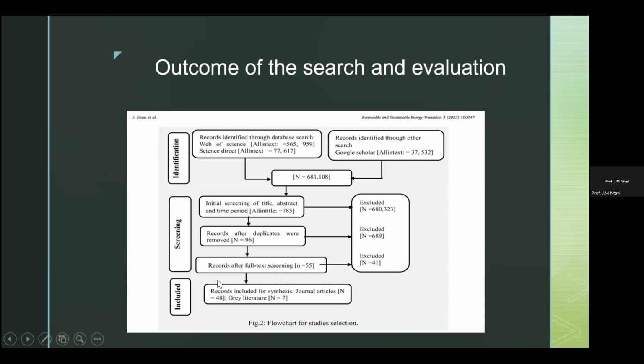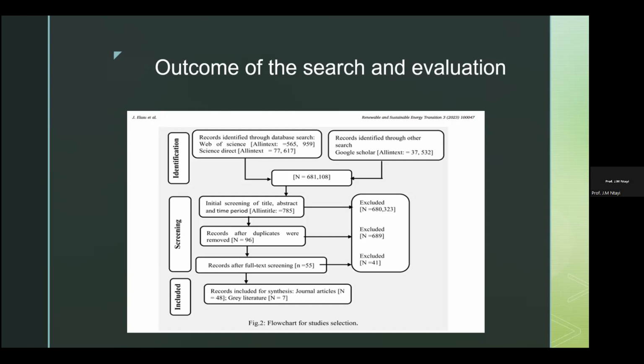Eventually, when I'm done filling that table on top, the outcome of that table is what enters this figure. This figure is telling you that I went to the Web of Science, I went to Science Direct, I went to Google Scholar. While I was in the Web of Science, I saw there are 565,000 articles. When I was in Science Direct, I saw there are 77,000 articles. And when I was in Google Scholar, I saw there are 37,000 articles. When I add all this, I realize that in this area, there is something to do with the energy transition, giving me hits of about 681,000.